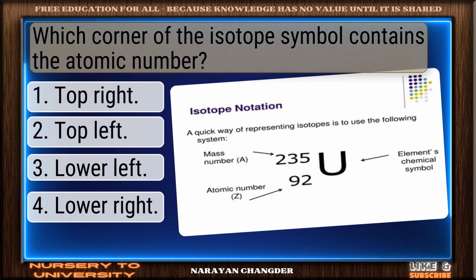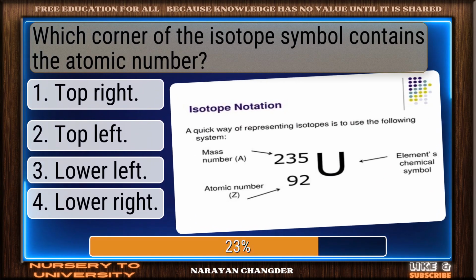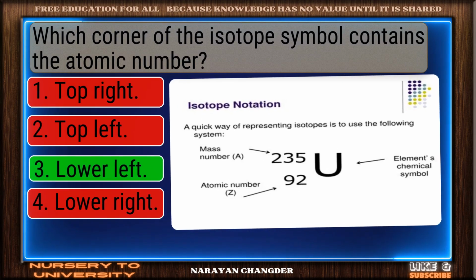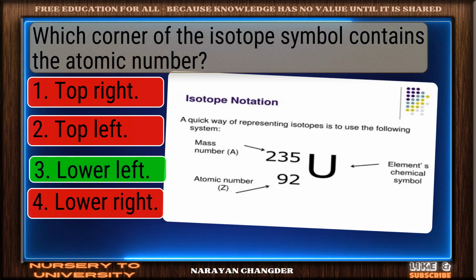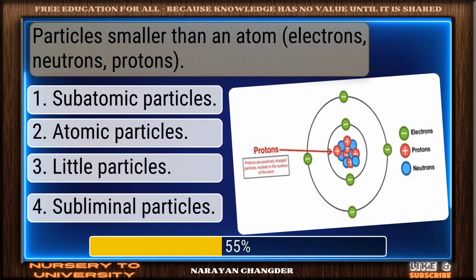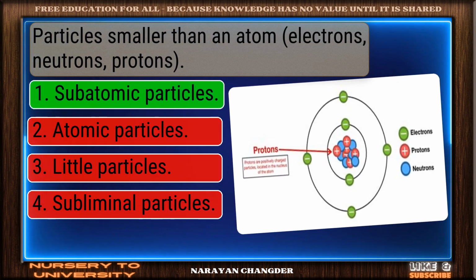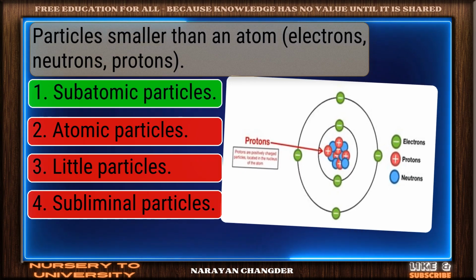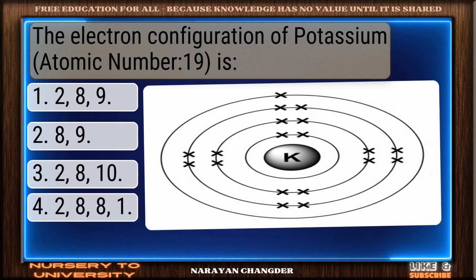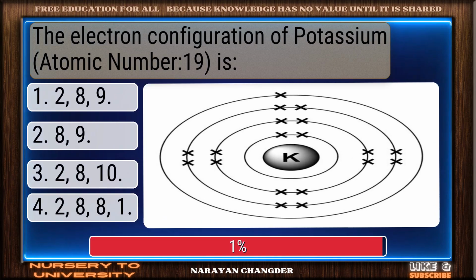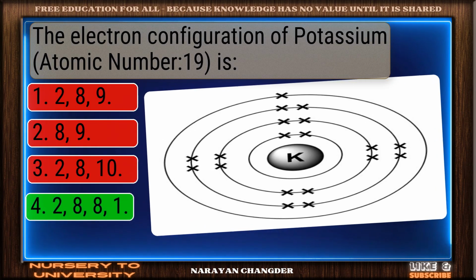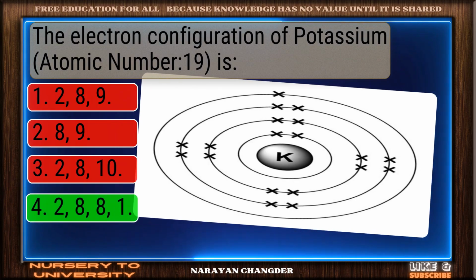Which corner of the isotope symbol contains the atomic number? You got it. Your choice lower left is right. Particles smaller than an atom. Well picked. Subatomic particles is the correct answer. The electron configuration of potassium is. On track. 2881 is the correct answer.